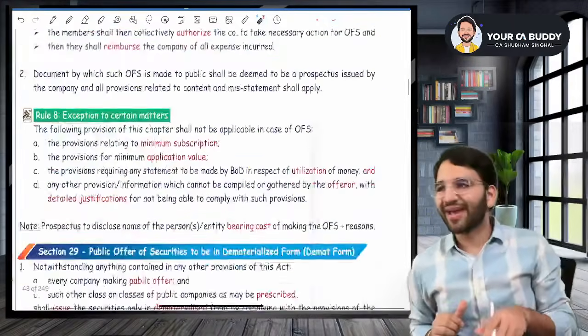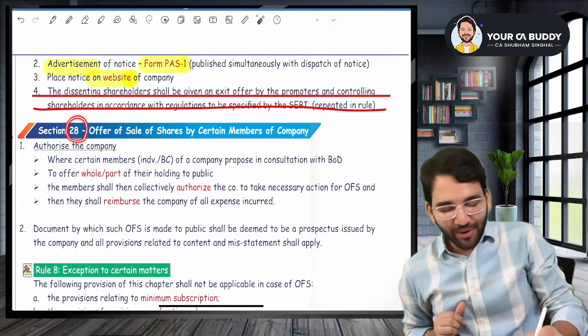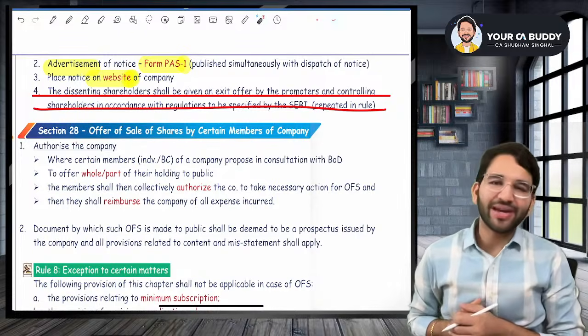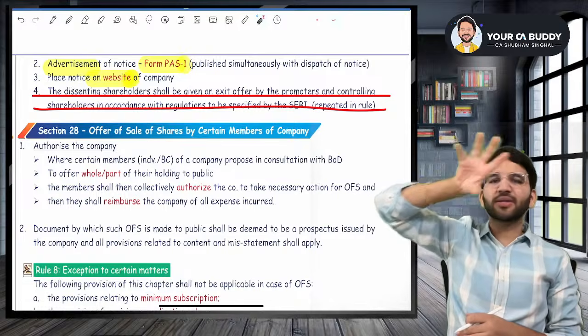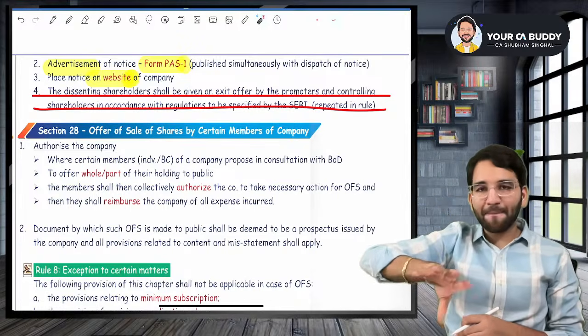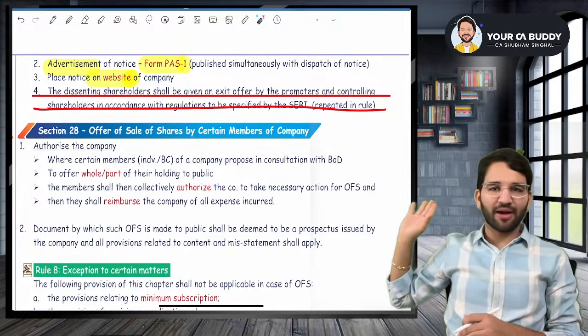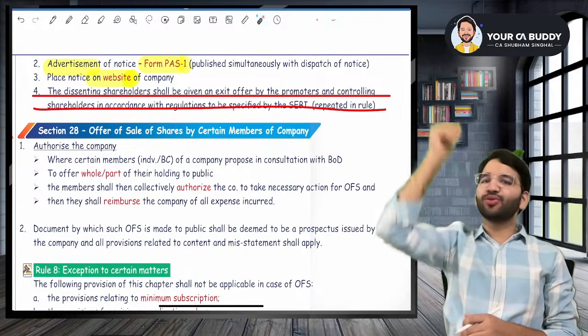Okay, guys. Now coming to the next section, section number 28. What is section number 28? Section number 28 talks about offer for sale. So how does an offer for sale happen, sir? Certain members of the company authorize the company to do the offer for sale on their behalf and take the money and give it to those shareholders.